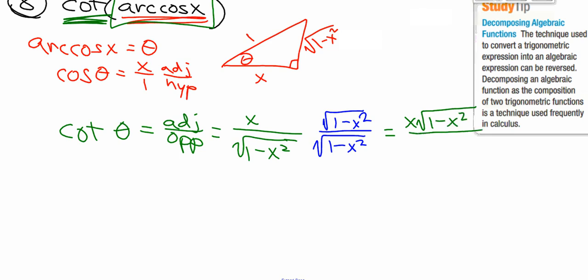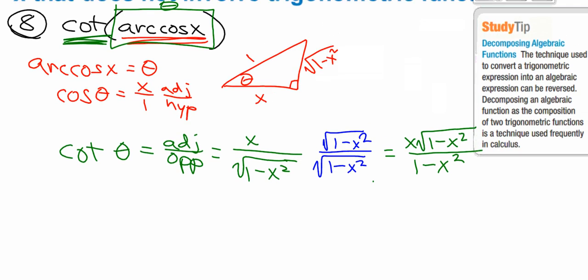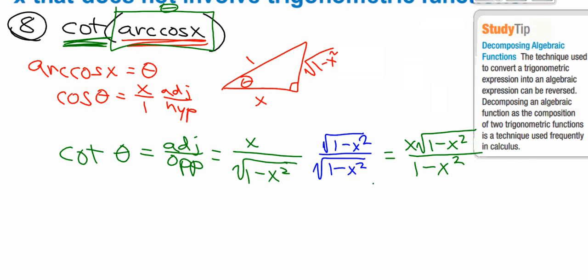I am leaving that numerator as is. That's just going to be it. And then if I take the square root of 1 minus x squared times the square root of 1 minus x squared, I get the square root of 1 minus x squared squared. And so that will be 1 minus x squared. And that's how I can remove that radical. So if I need to find the cotangent of the arc cosine of x, it's equal to x, the square root of 1 minus x squared over 1 minus x squared.